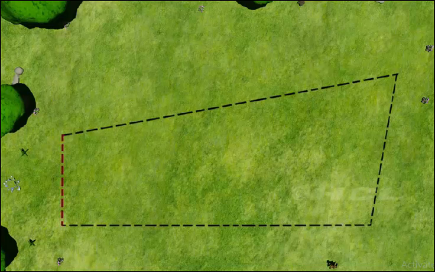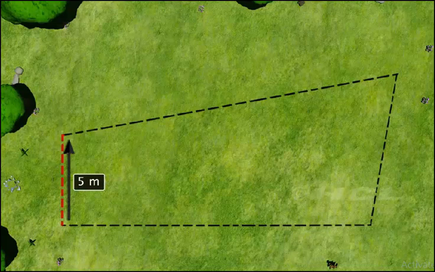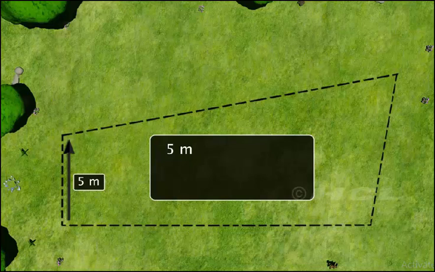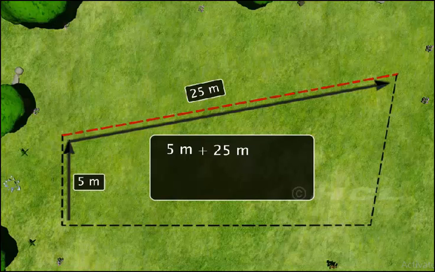It first walked down this side. This side is 5 meters long. Next, it walked along this side, which is 25 meters long. So the ant has walked 5 meters plus 25 meters, which is 30 meters.